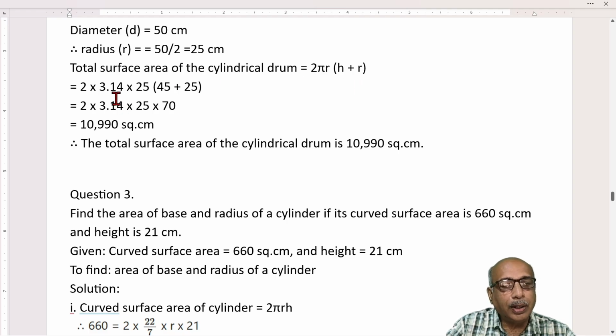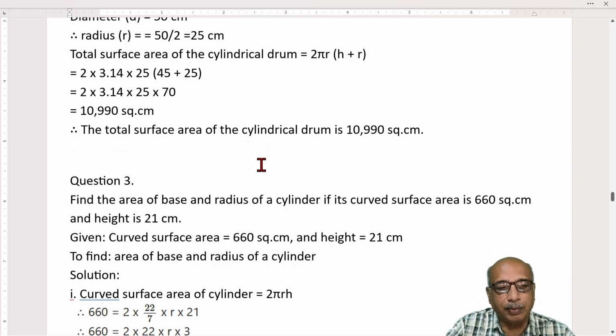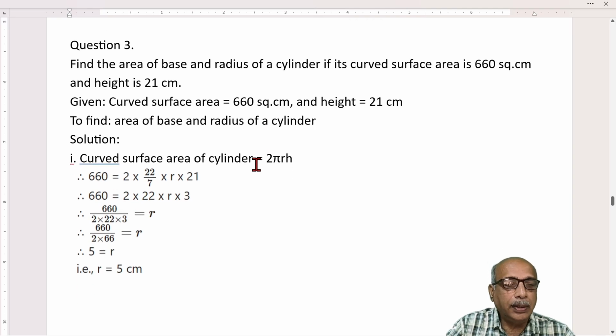Substitute. Now you know about the calculations, but here take care, the pi value will be 3.14 only, as given in the problem. Simplify, do the calculations, you will get 10,990 square centimeter. Therefore, the total surface area of the cylindrical drum is 10,990 square centimeter.